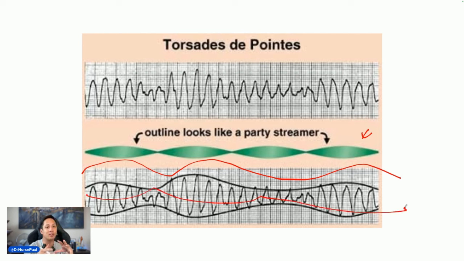That's called torsades. And torsades is usually caused by hypomagnesemia. I'm not saying that's the only cause. I'm saying it's mostly, commonly caused by hypomagnesemia.